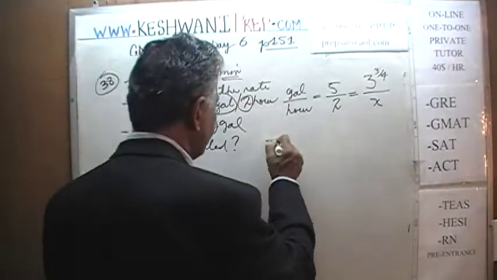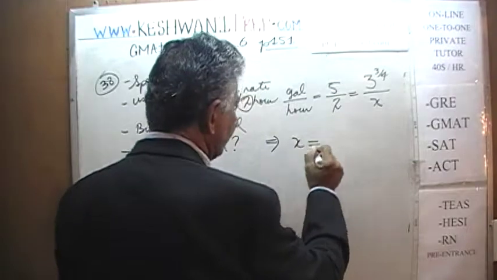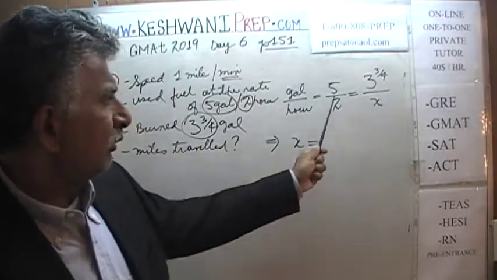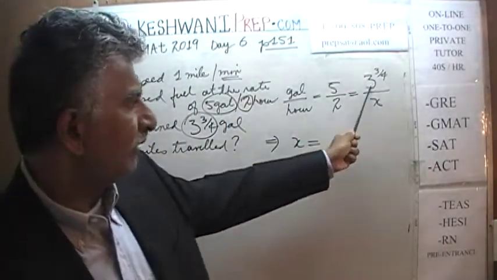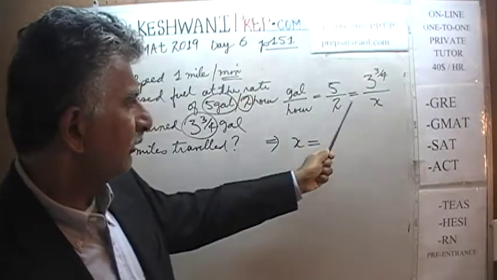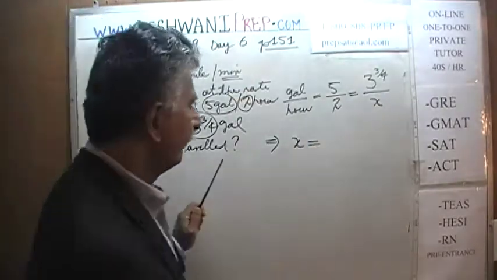Let's isolate the x. I'm not going to show all the baby steps, you figured it out yourself. 5 times x would be 2 times this amount, and then we'll divide: 3 3/4 times 2 divided by 5.